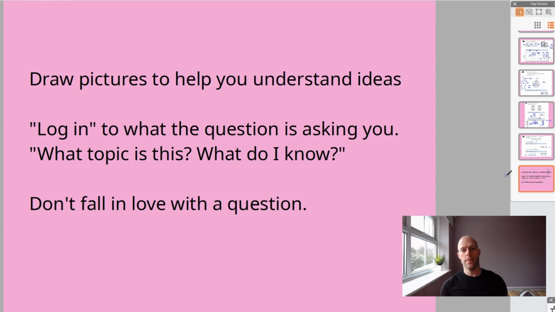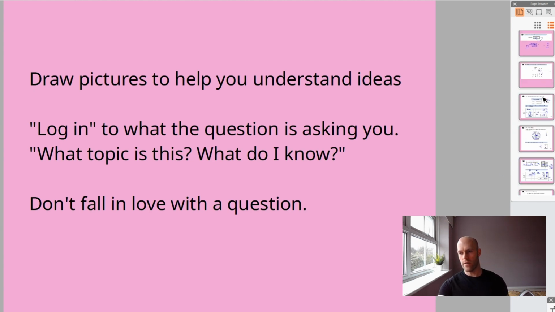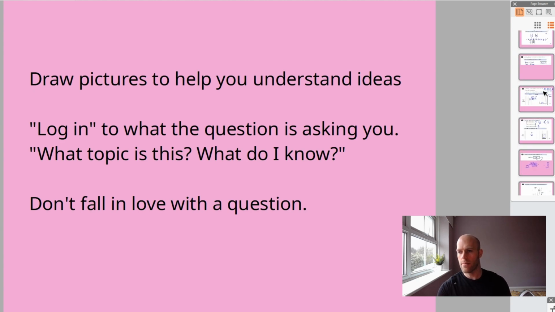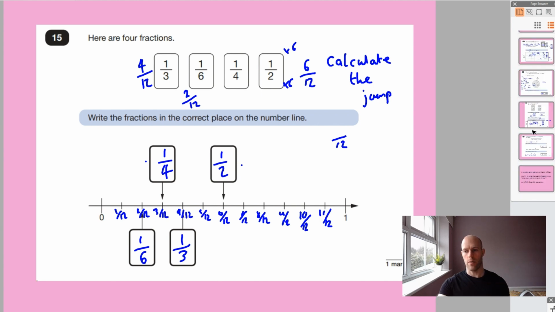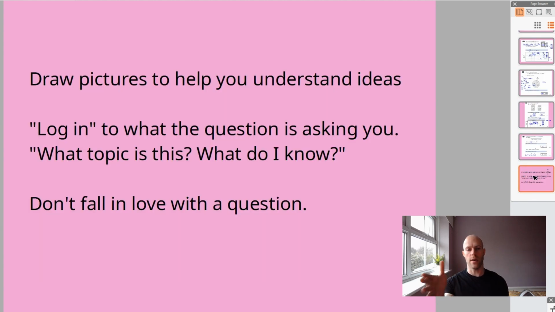It can really help. Log in to what the question is asking you. When you get to any question, right, what topic is this? What do I know I need to do? I'm trying to think of a good example of that, and that would be the number line. As soon as you get to the number line, regardless of what the question is actually saying, okay, with the number line, I need to calculate the jump. So I need to work out what denominator we've been split into, draw out the number line first, and then I can come back to answer the question.